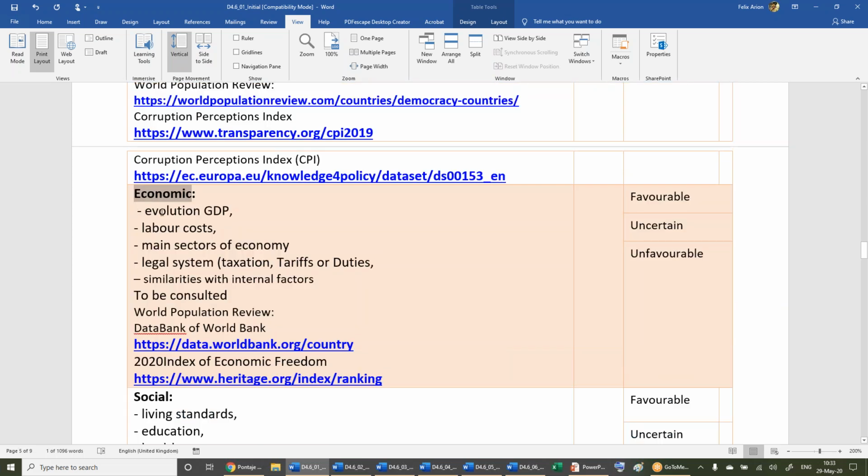Also, from economic point of view, there is information that could help you, like GDP, labor cost in the countries that you want to go, and you have to see if it's favorable or unfavorable for you from that point of view. Also, we provide a couple of links that can be very useful for you to different official databases, like the Index of Economic Freedom, Data Bank, or the World Bank. So that's interesting for you.